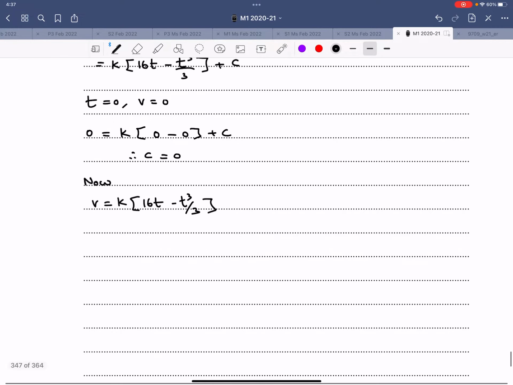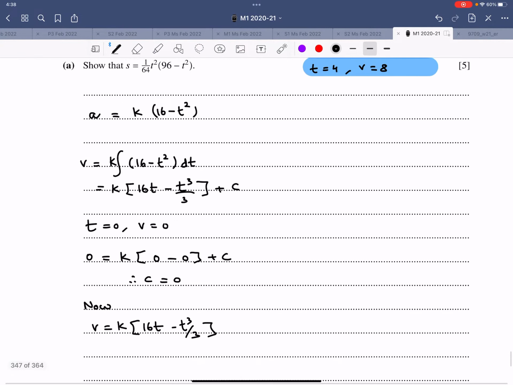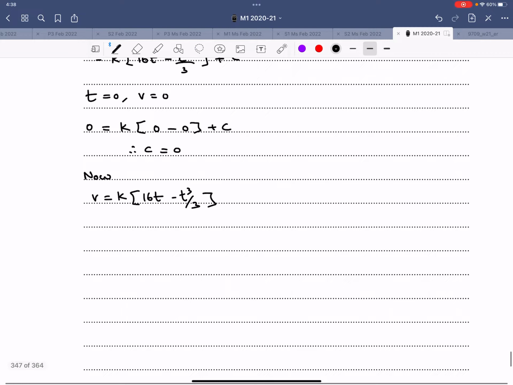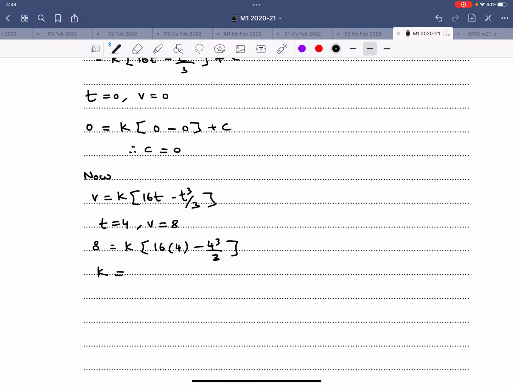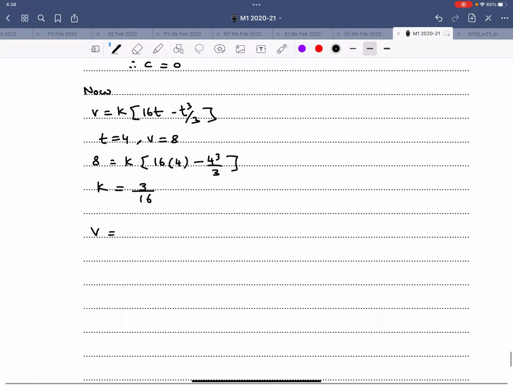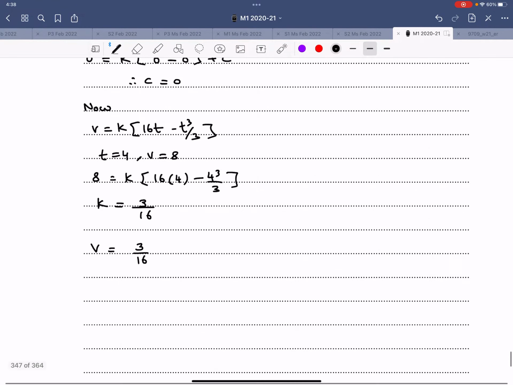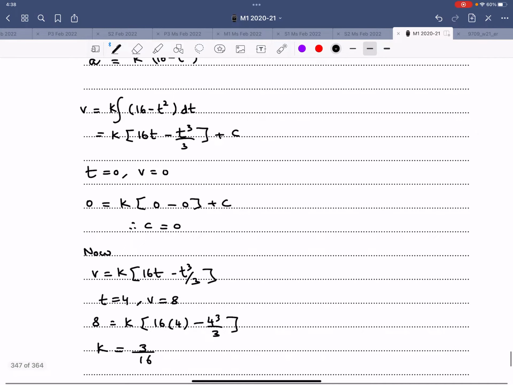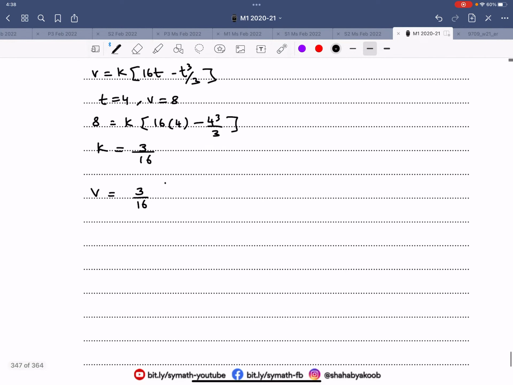Now plug in the second condition. When t is 4, v is 8. So 8 equals k multiplied with 16 into 4 minus 4 cube over 3. After the working, k comes out to be 3 over 16. Therefore your velocity equation is 3 over 16 times 16t minus t cube over 3.